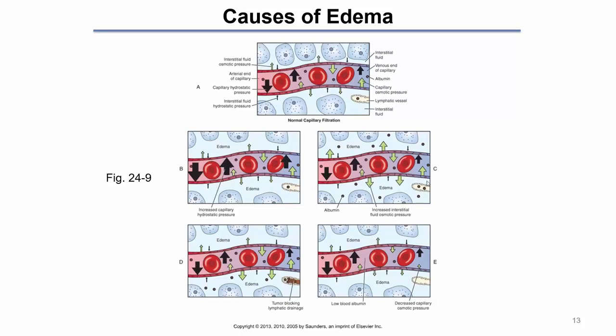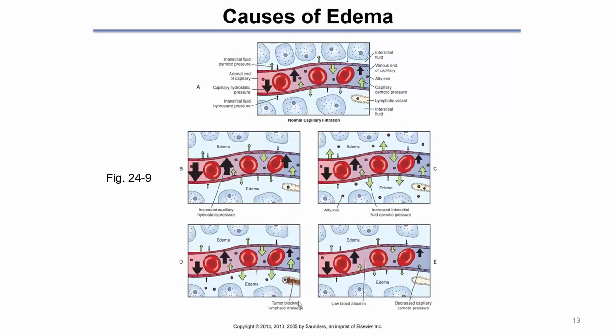On the other hand, let's look at this one over here, number D. If you have a tumor blocking the lymphatic drainage, then under normal circumstances, as we saw, more fluid is pushed out of the capillary than pulled back in, and the slightly extra fluid in the interstitial spaces is drained by the lymphatic vessels. If the lymphatic vessels get blocked for whatever reason, now you're going to have fluid building up in the interstitial spaces. That's going to cause edema.